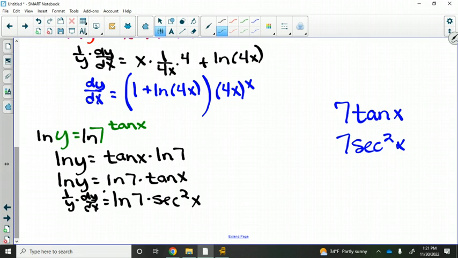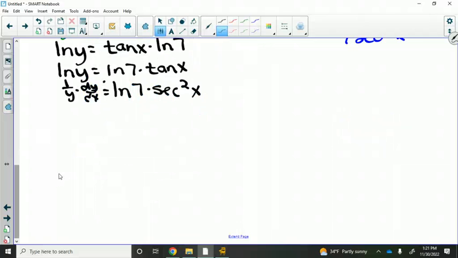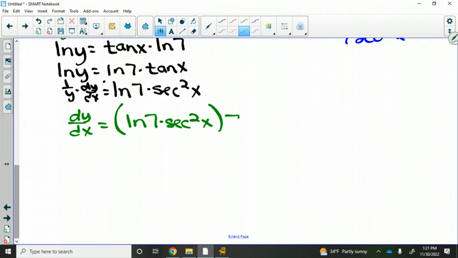So if you see natural log of a constant, that whole thing represents a constant. And then we just have to take this side and multiply it by the y. So that'll be dy dx equals the natural log of 7 times secant squared x, all times 7 to the tangent of x. So it saves us a little bit of work, and anytime we can save work, we have less room for error.